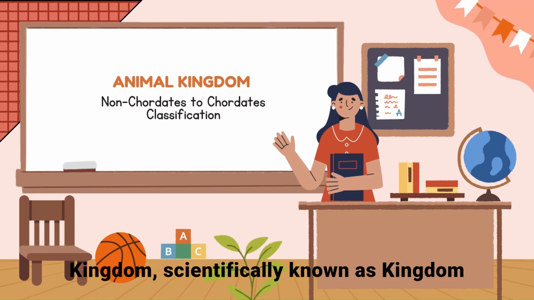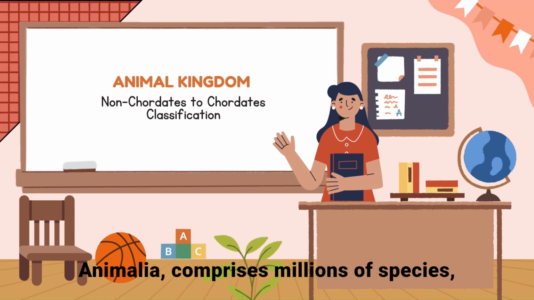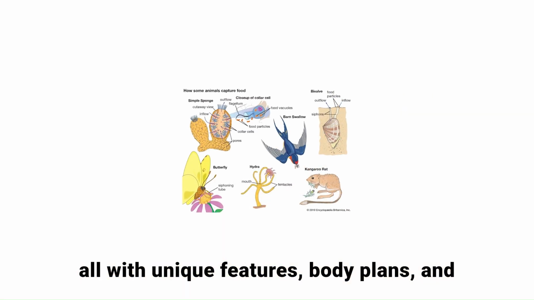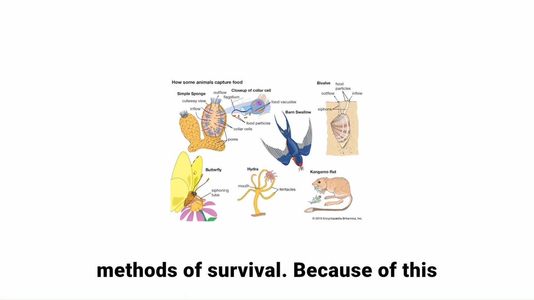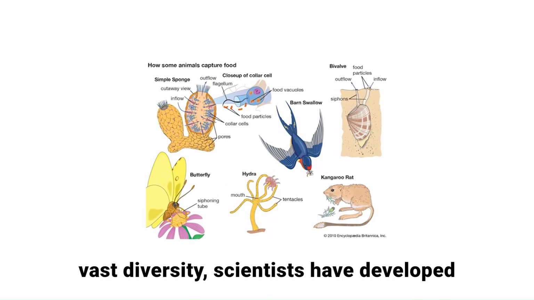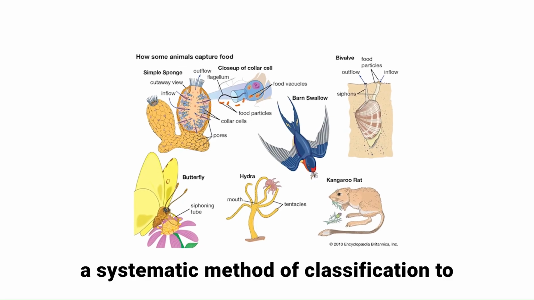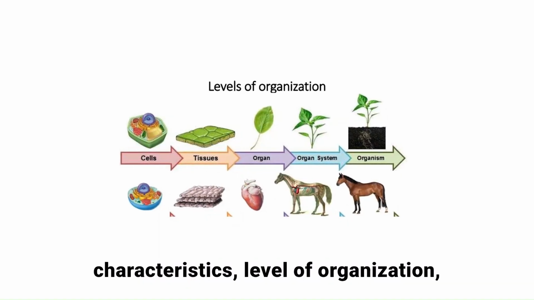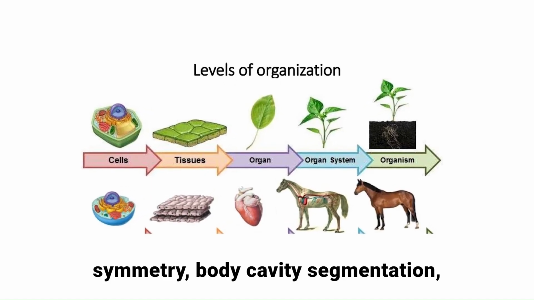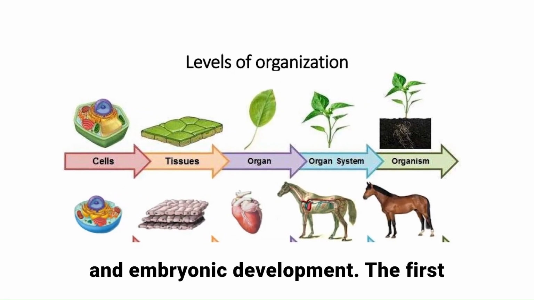The animal kingdom, scientifically known as Kingdom Animalia, comprises millions of species, all with unique features, body plans, and methods of survival. Because of this vast diversity, scientists have developed a systematic method of classification to study animals based on their characteristics, level of organization, symmetry, body cavity, segmentation, and embryonic development.